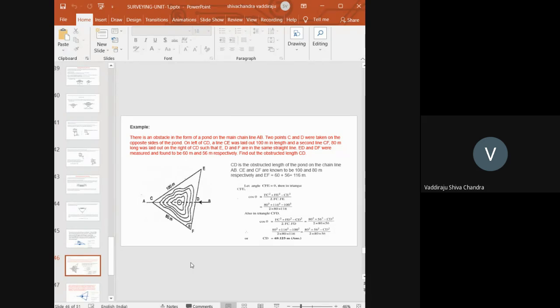Based on the information gained, we need to draw the diagram. This is the resultant diagram. ACDB is the obstructed line. From C, I need to draw a line 100 meters and mark the point E. From C, I need to draw a line 80 meters, mark point F, such that E, D, F are in the same line. So from this diagram, how do I determine CD? You can see from the figure, let us assume that this angle is theta. The lengths 100, 80, 56 and 60 are given. We have 4 lengths here, and this is an unknown angle theta.